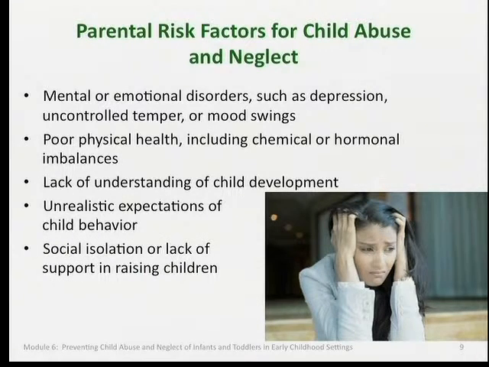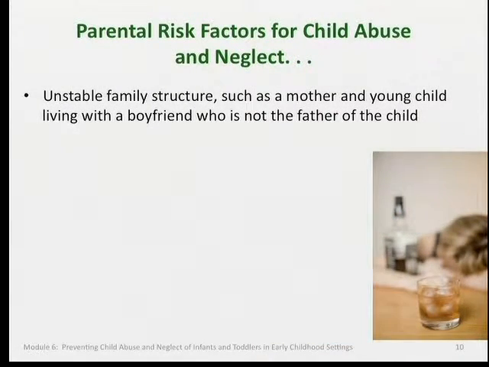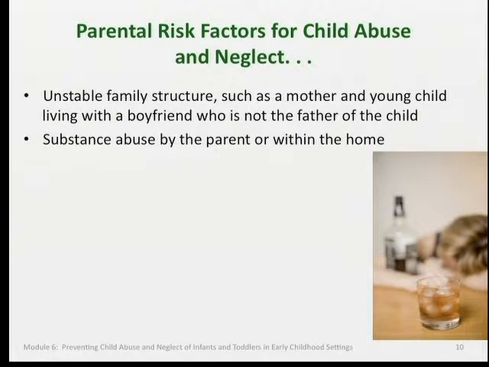The structure of the home environment can also present a higher risk for child abuse and neglect. For example, a mother and young child living with a boyfriend who is not the father of the child may present a higher risk for child abuse. Drug and alcohol abuse by the parent or other individual in the home can lead not only to child abuse, but to other forms of family violence. Family violence affects children both emotionally and physically. Spousal abuse often escalates and leads to abuse of the children. Many abusing parents were themselves abused in childhood and may not know how to break the cycle.